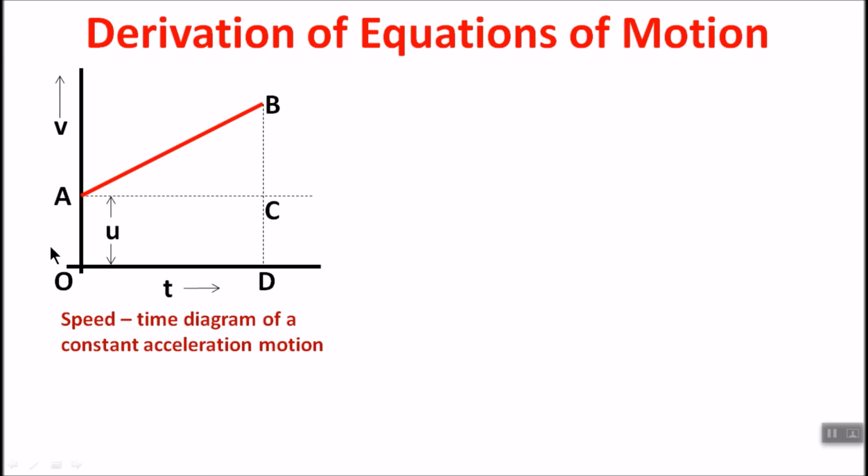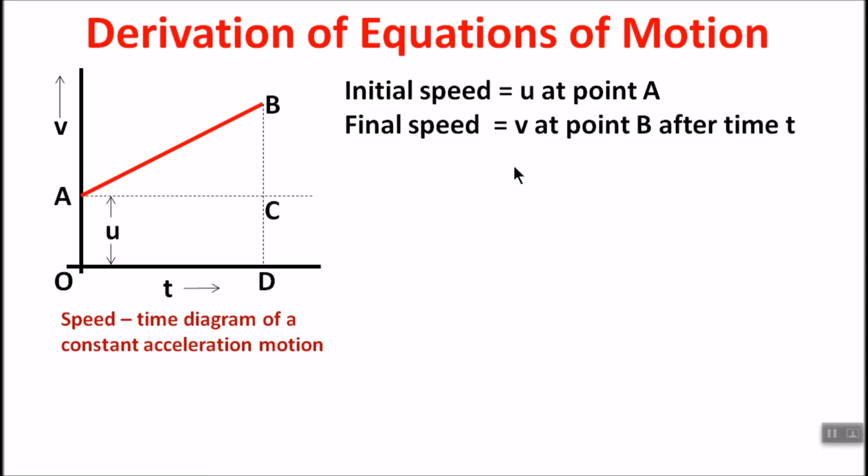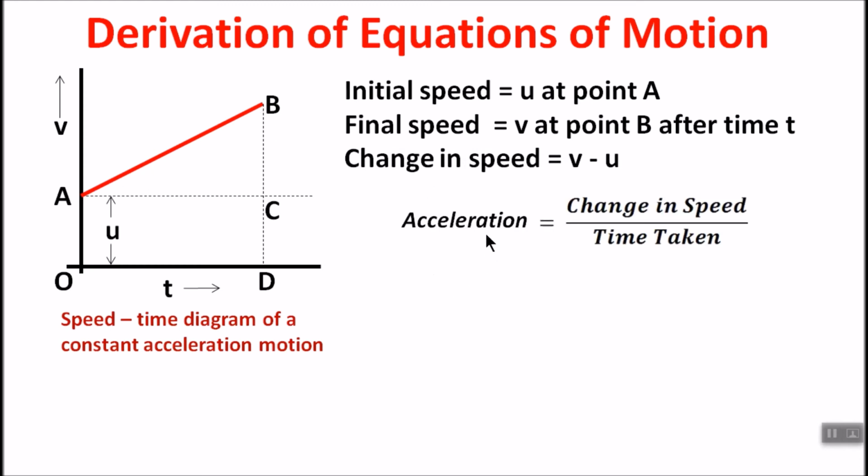this is velocity, here it is time. Here the velocity keeps on increasing from point A to B. We have initial speed U at point A, and final speed V at point B after time t. So the change in speed is V minus U in this much time. So acceleration by definition is change in speed by time taken. It comes A is equal to V minus U by t. And rearranging, we get the first equation of motion, that is V is equal to U plus AT.